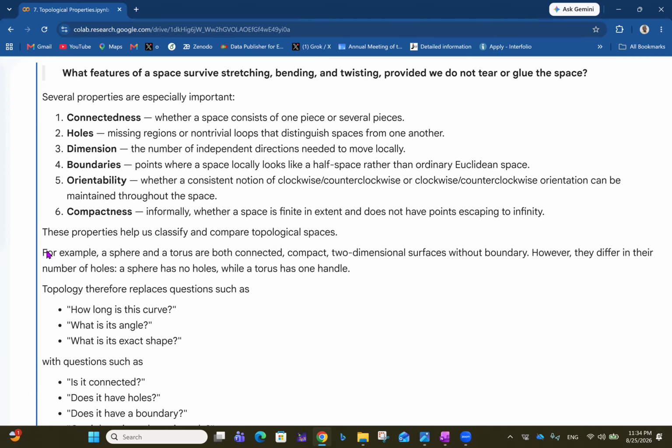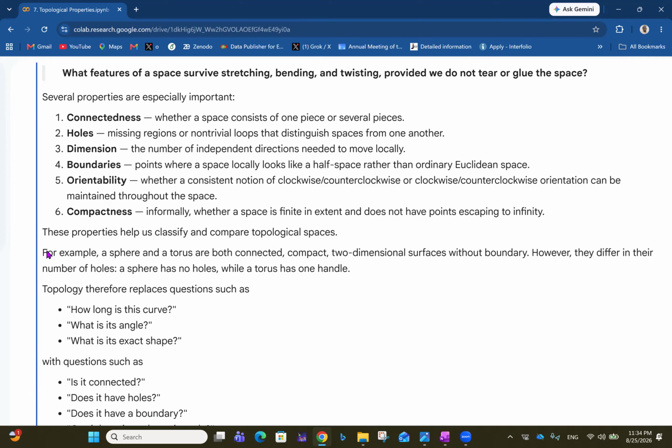This talks about whether a consistent notion of clockwise or counterclockwise orientation can be maintained through the space. Then compactness. Informally, it talks about whether a space is finite in extent and does not have points escaping to infinity. That talks about compactness. So these properties help us classify and compare topological spaces.